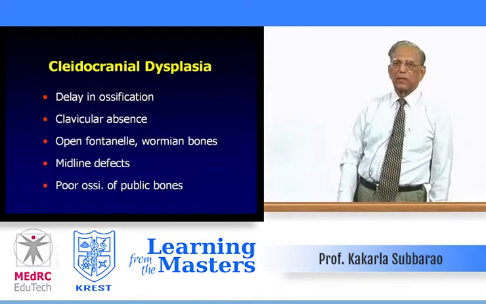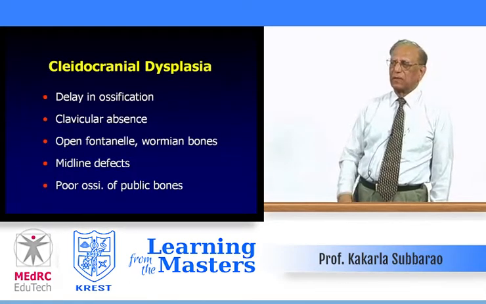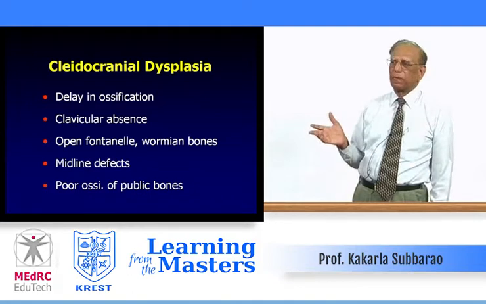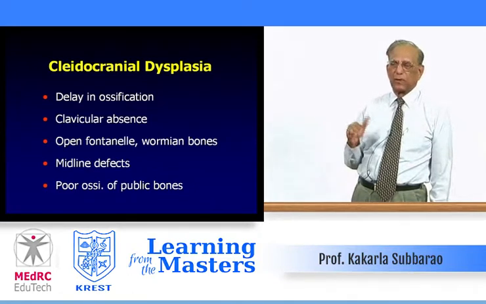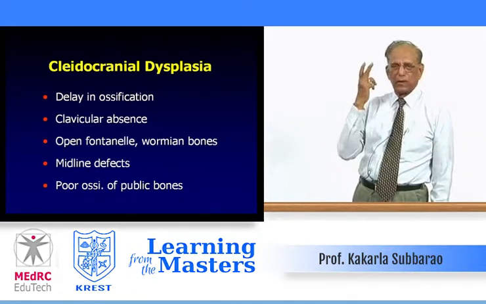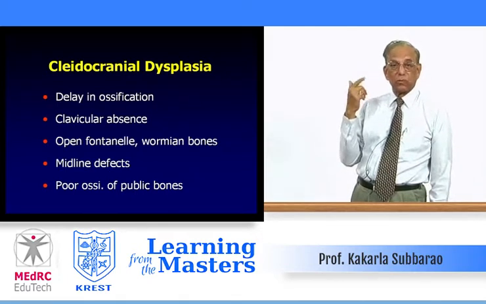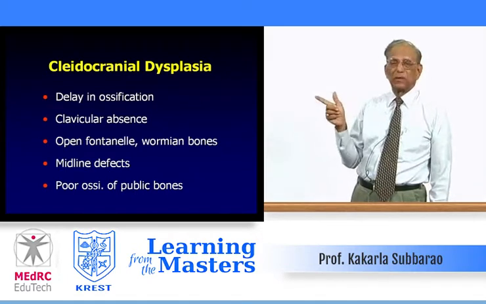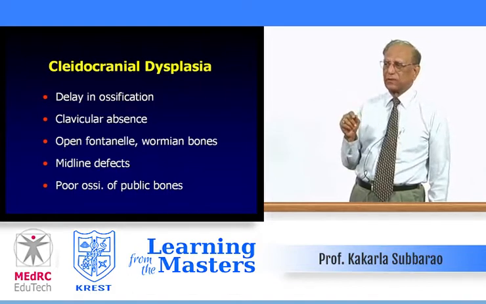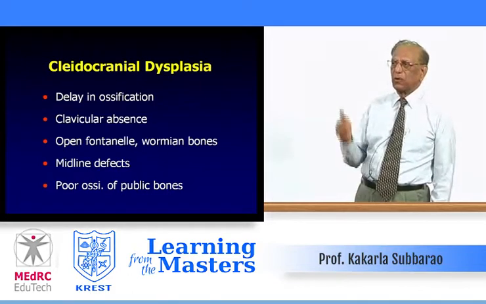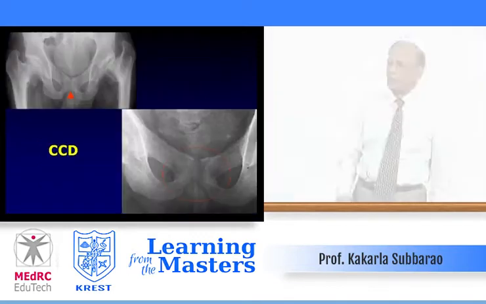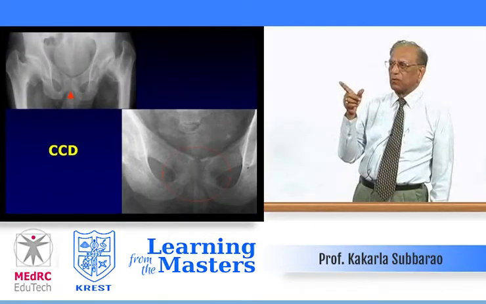Then comes cleidocranial dysplasia, that is delay in ossification centers, clavicular absence either partial or complete, open fontanelle in the skull, wormian bones. You remember we have described them in pycnodysostosis. Pycnodysostosis is supposed to be a hybrid of cleidocranial dysplasia and marble bone disease. Midline defects, poor ossification of the pubic bones.